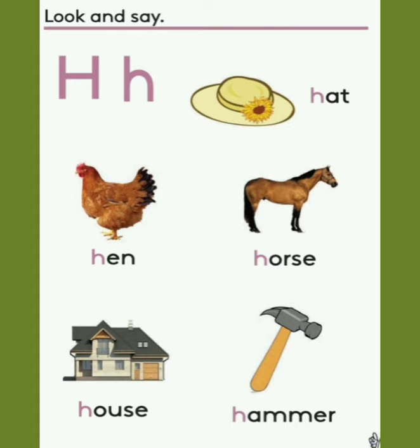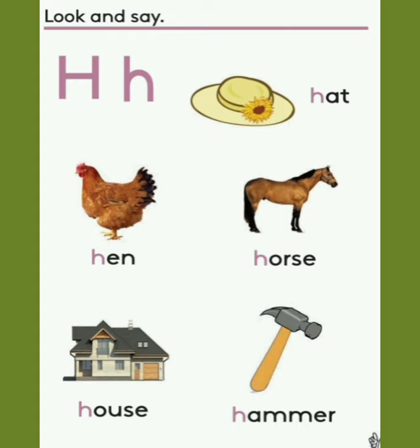Okay, children, you might have listened to me carefully, so let us read it aloud together. Okay, shall we start it out? Okay, 1 2 3. Now you have to read aloud with me. Okay, hat, hat, hen, hen, horse, horse, house, house, hammer, hammer.